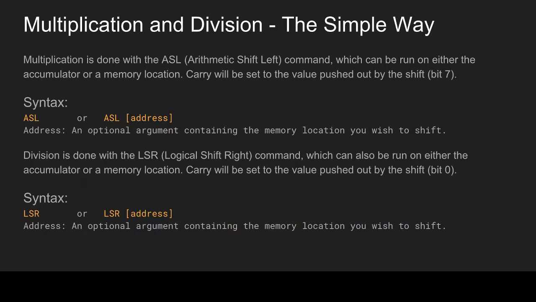Multiplication is done with the ASL, arithmetic shift left command, which can be run on either the accumulator or a memory location. Carry will be set to the value pushed out by the shift, bit 7. Division is done with the LSR, logical shift right command, which can also be run on either the accumulator or a memory location. Carry will be set to the number pushed out by the shift, bit 0.